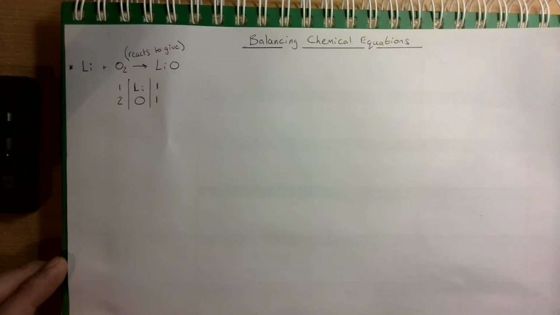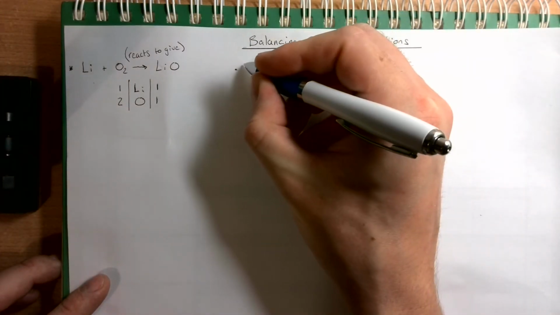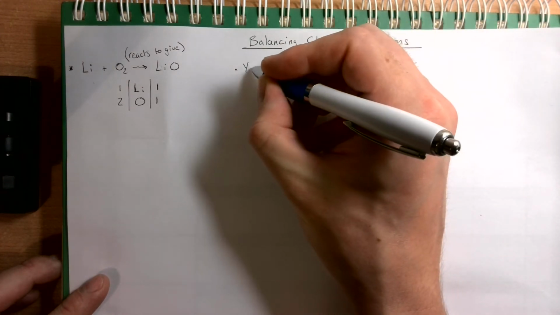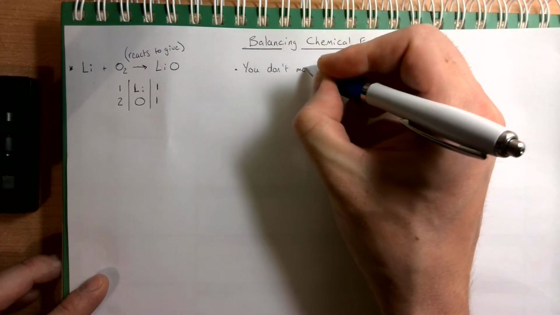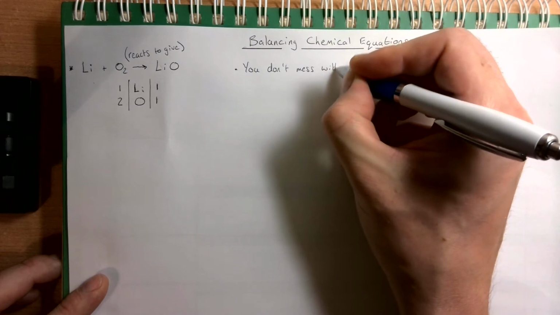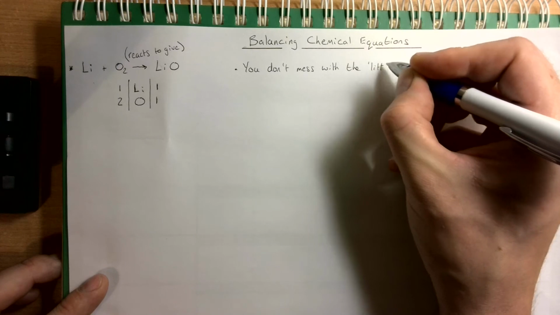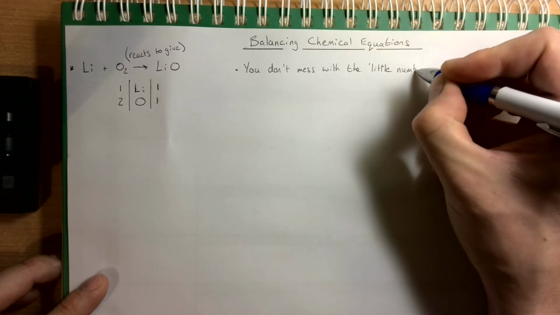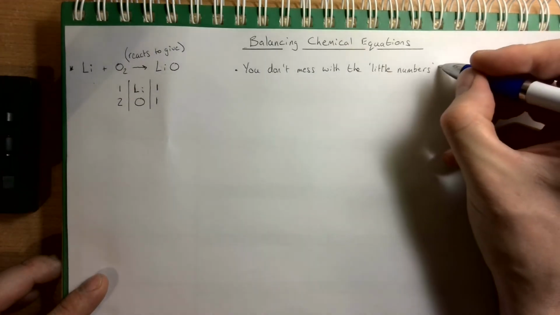Now is the best time to think about a couple of rules. Okay, so you cannot interfere with the small numbers. You don't mess with the little numbers, or the numbers in subscript. That's what it means when the numbers are underneath the element. You don't mess with the little numbers, okay?